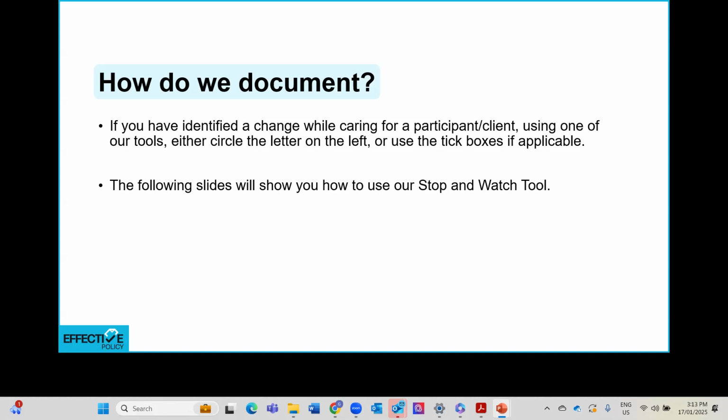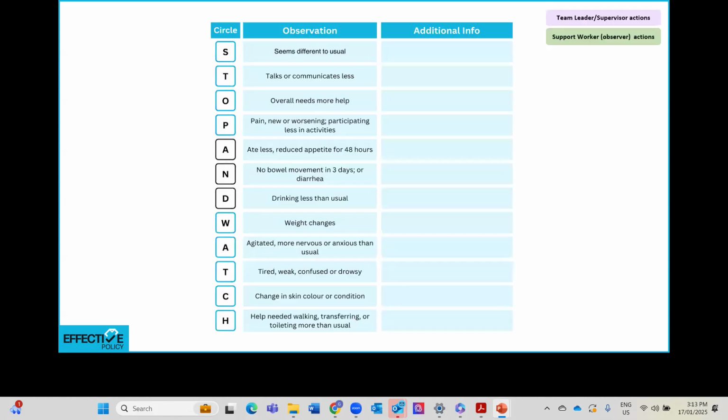And we've actually made a digital one too, okay? Because we know a lot of people like to do things digitally. Let's have a look at these following slides. So just as I showed you before, we've got the stop and watch. So this is where we can write some additional information. So we can tick it, we can circle it here. This is the circle one.